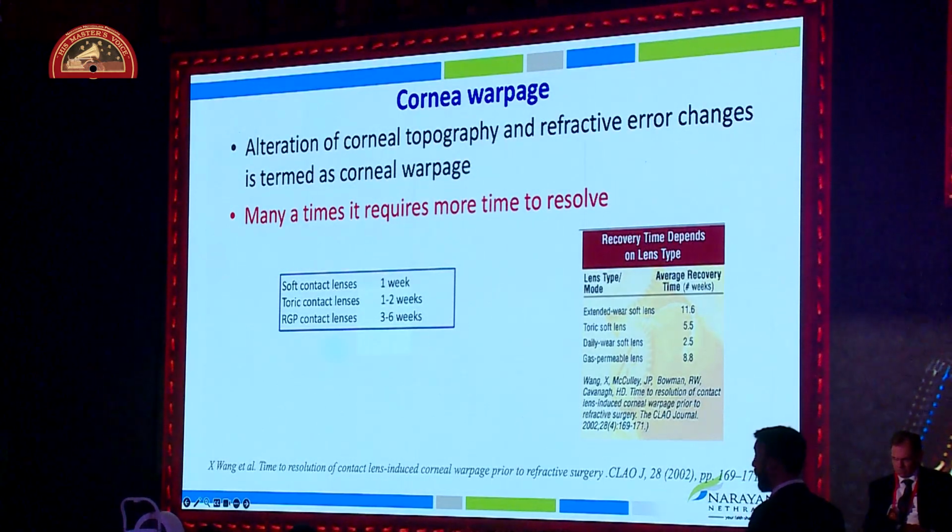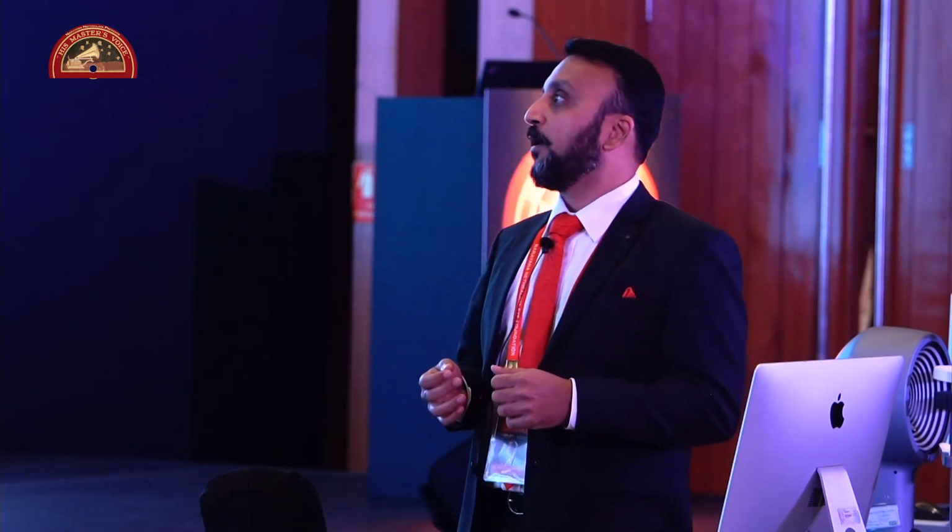If that's a toric lens, you should be stopping it for a couple of weeks at least and repeat the scan. If you're still in doubt, stop it further and repeat the scan. When in doubt, repeat the scan and wait it out. And this protocol, actually, what all of us tend to do is we do it after the patient comes to the hospital.